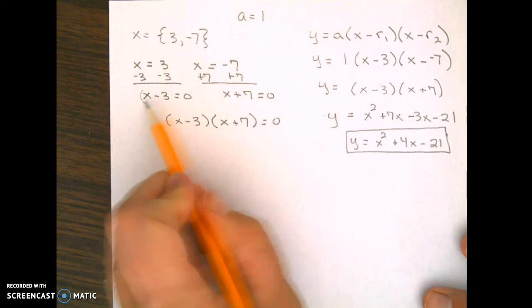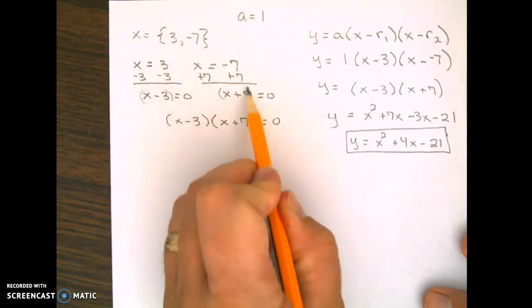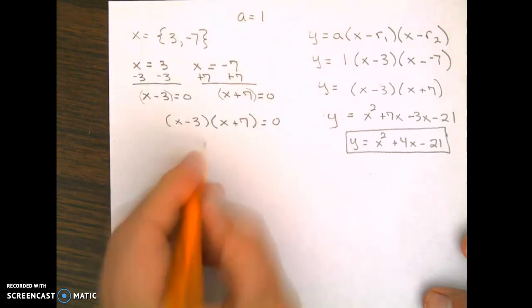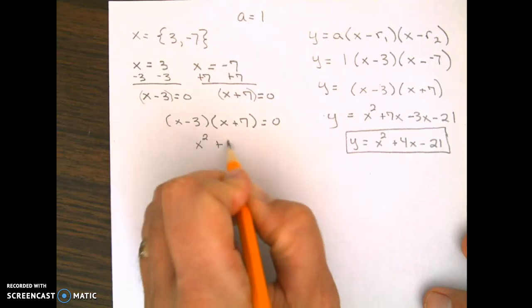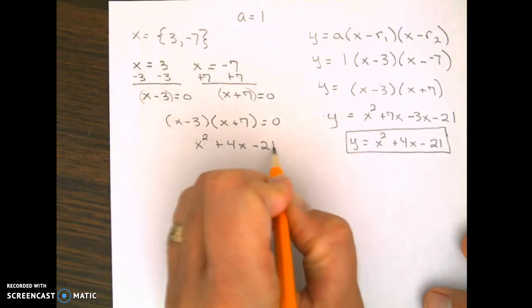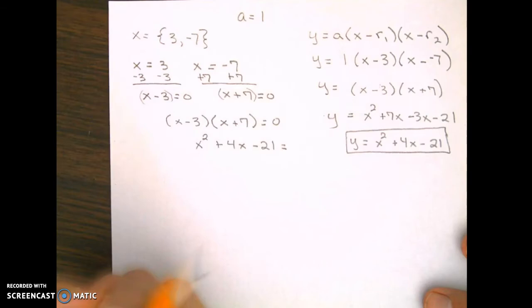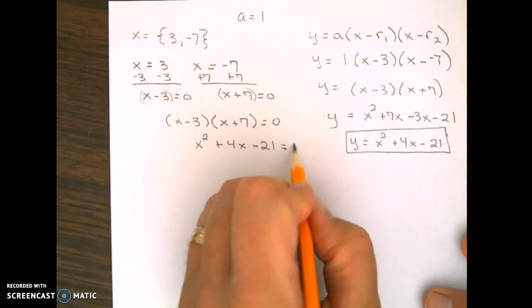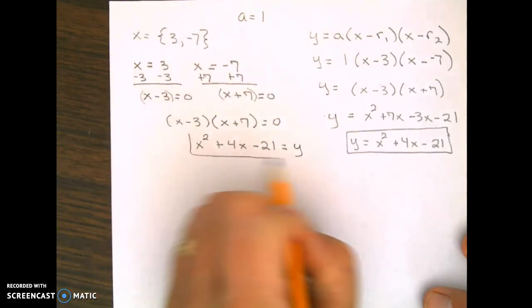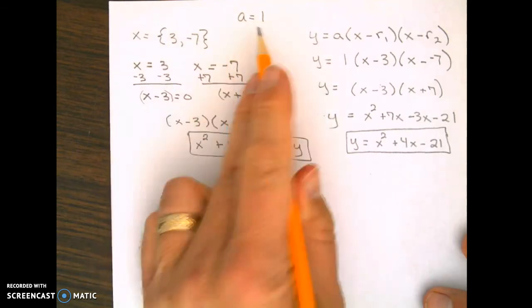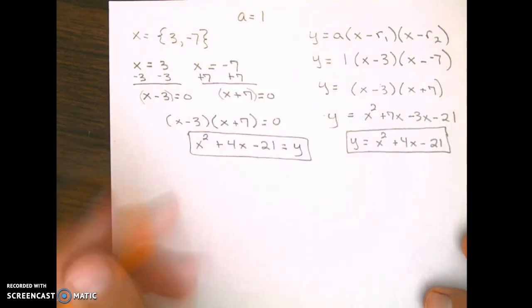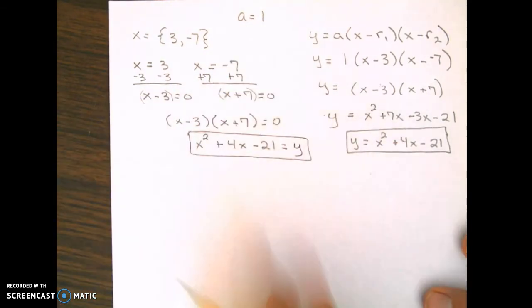So this factor times this factor, and then we could FOIL this. And we change our 0 into a y. And since our a value is 1, that's what we want, our a value to be 1. So there's two different ways of doing this.